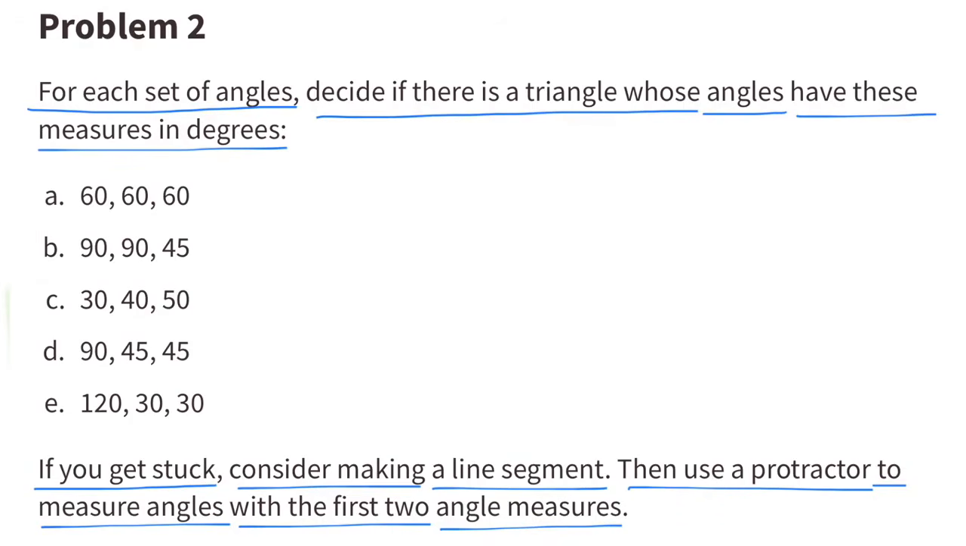Number 2. For each set of angles, decide if there is a triangle whose angles have these measures in degrees. If you get stuck, consider making a line segment, then use a protractor to measure angles with the first 2 angle measures.